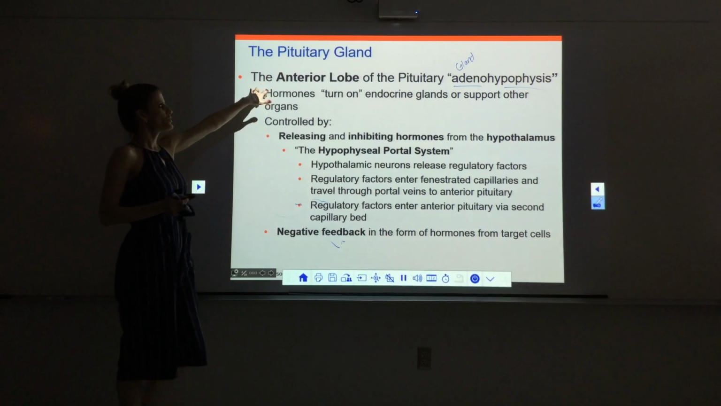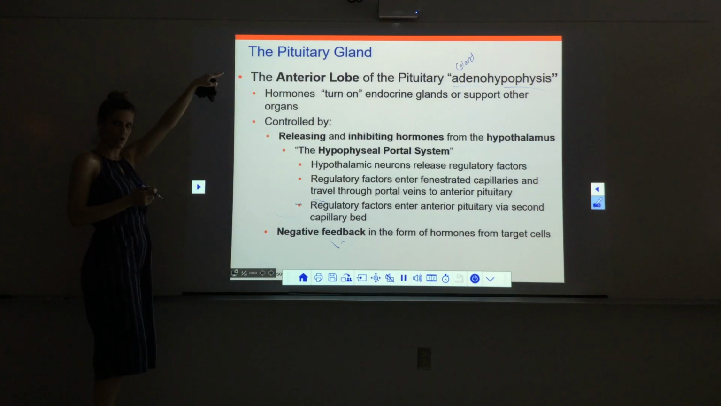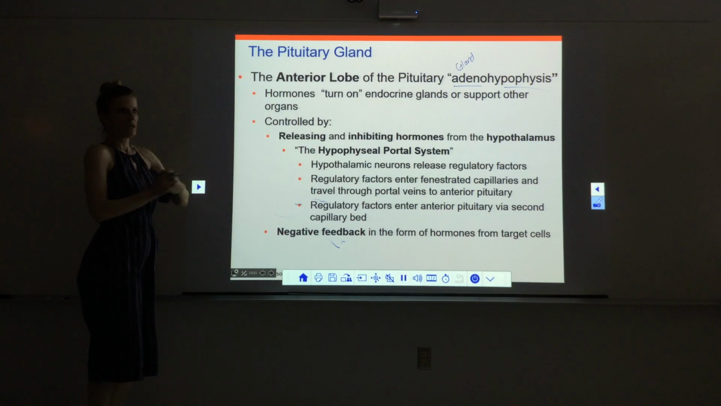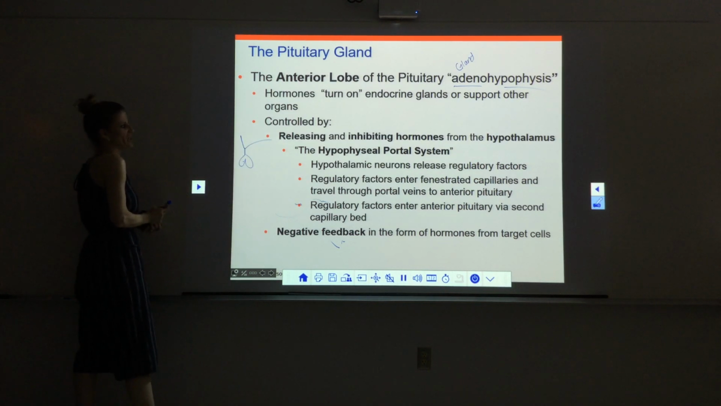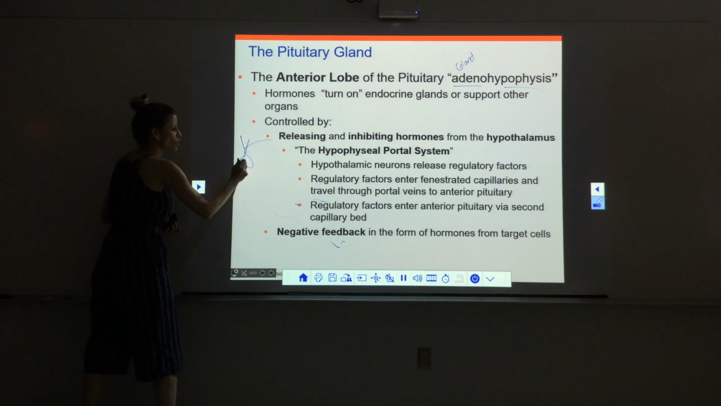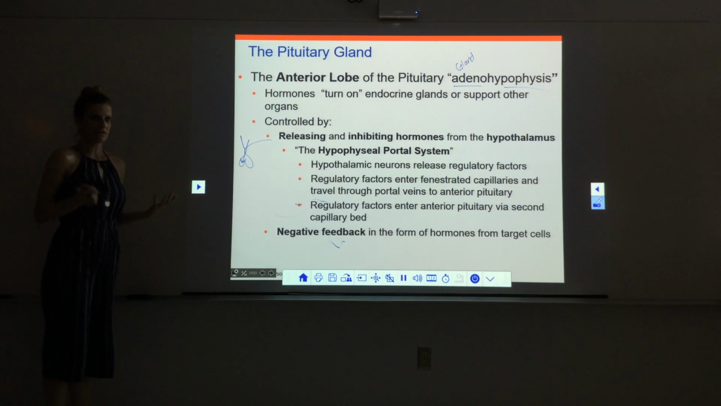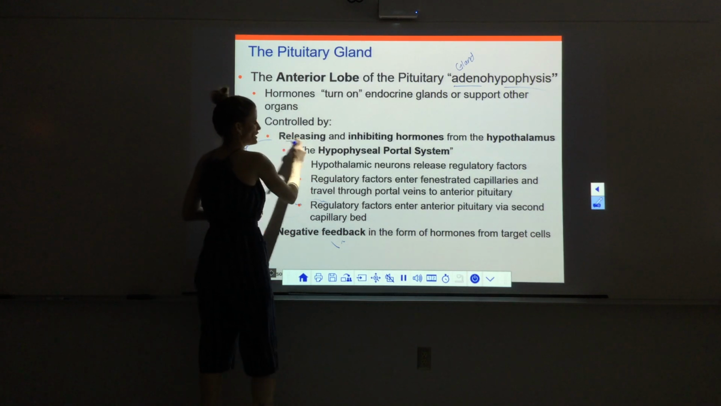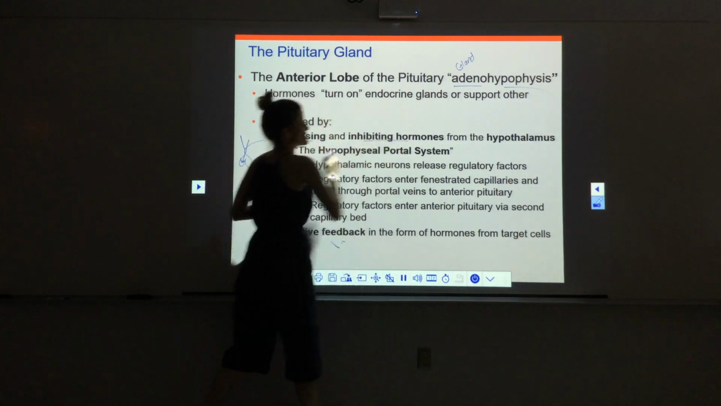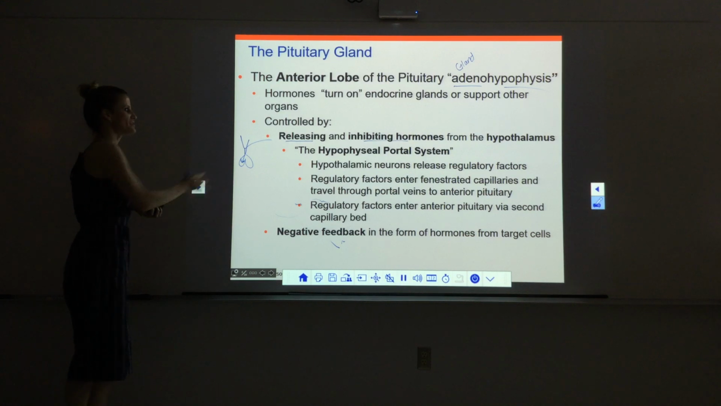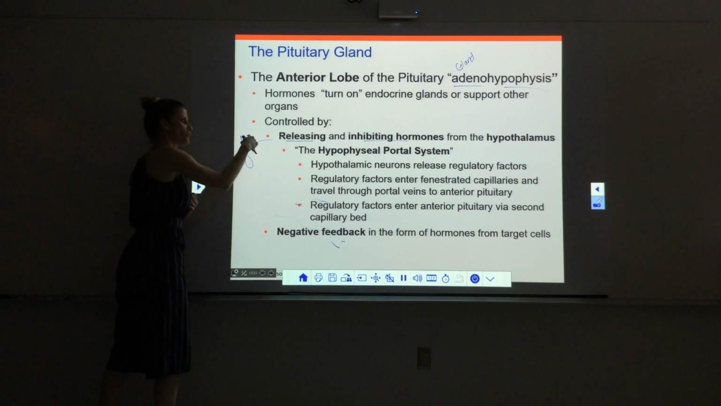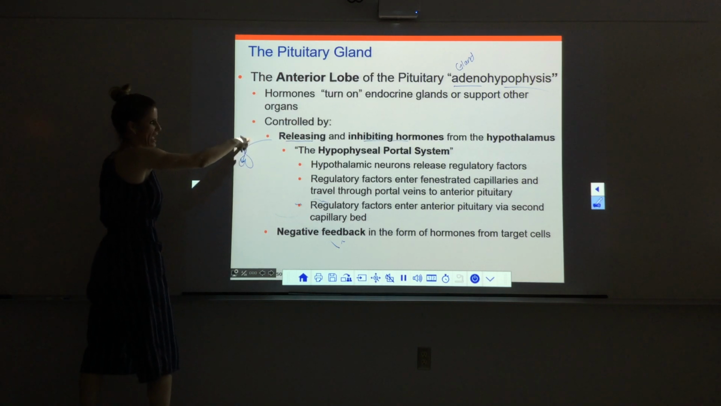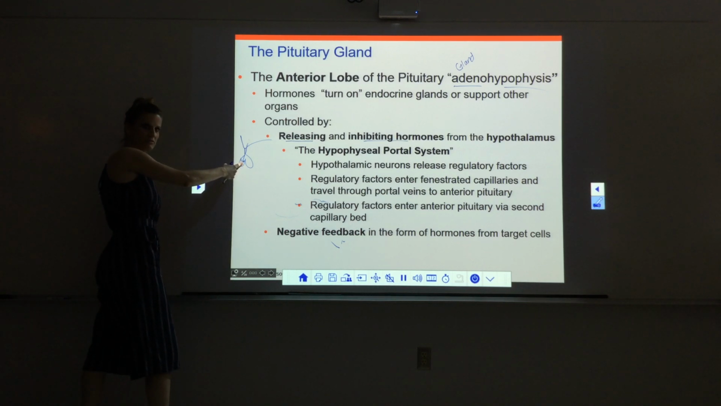When we look at the anterior lobe of the pituitary gland, it is controlled by the hypothalamus. Okay, so you remember you saw the hypothalamus, and then down here was the pituitary. The hypothalamus is going to control what the anterior pituitary gland does. It does this with releasing hormones and inhibiting hormones. So the hypothalamus makes releasing hormones and inhibiting hormones. Those releasing hormones and inhibiting hormones are going to end up going down to the anterior pituitary and telling the anterior pituitary what hormones to release.